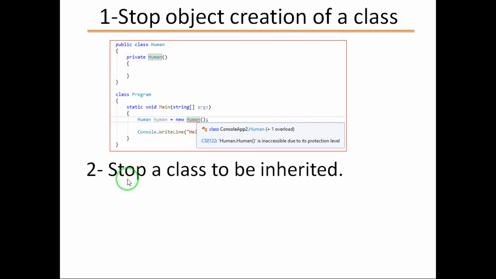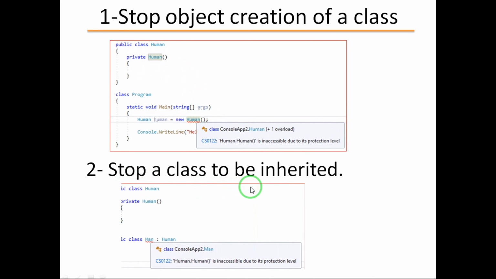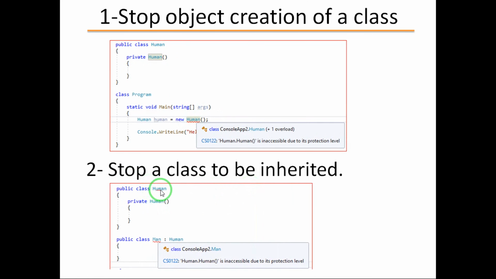The second usage is to stop a class from being inherited. If you see here, Human is a base class with a private constructor, and if you try to access it in a derived class, this is Man, it will not allow you. So Human is inaccessible due to its protection level, so you cannot inherit this Human class in any other class.